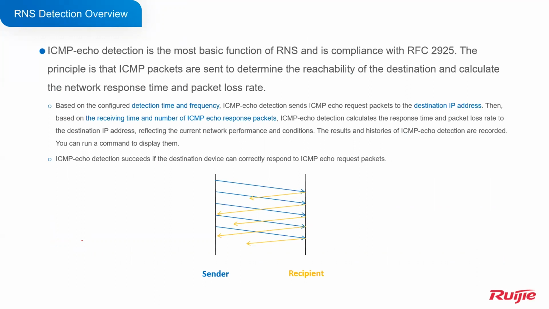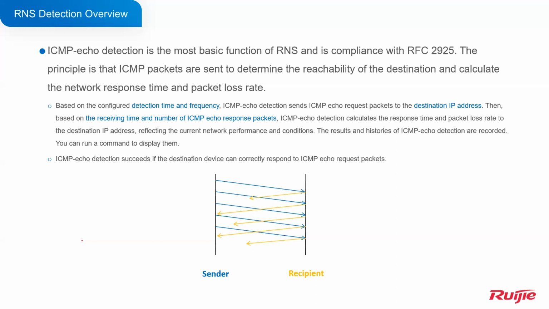Based on the configured detection time and frequency, RCNP echo detection sends RCNP echo request packets to the destination IP. Then, based on the receiving time and number of RCNP echo response packets, RCNP echo detection calculates the response time and the packet loss rates to the destination IP, reflecting the current network performance and conditions. The results and the history of RCNP echo detection are recorded. And you can run a command to display these records.